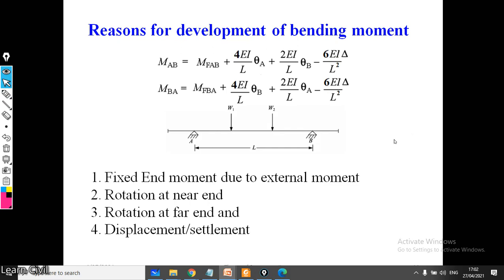Now what are the reasons for development of bending moment for any beam? Let us consider we are having some beam AB which is shown here. This end is A and this end is B. It is subjected to some loads W1 and W2 as shown in this figure. Whenever bending moment is developed in this beam AB, the first reason will be the fixed end moment developed due to external loading.